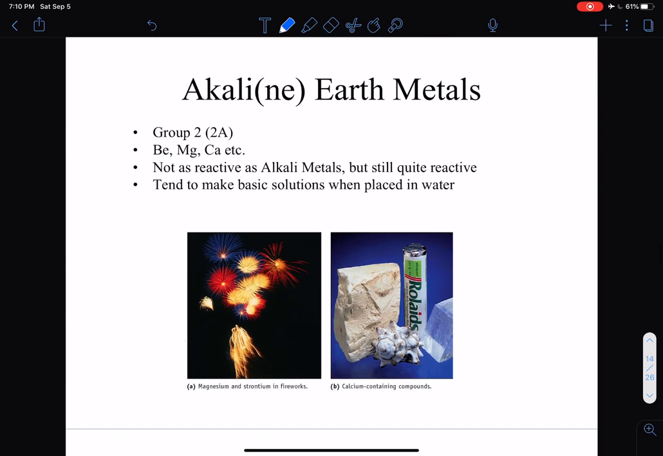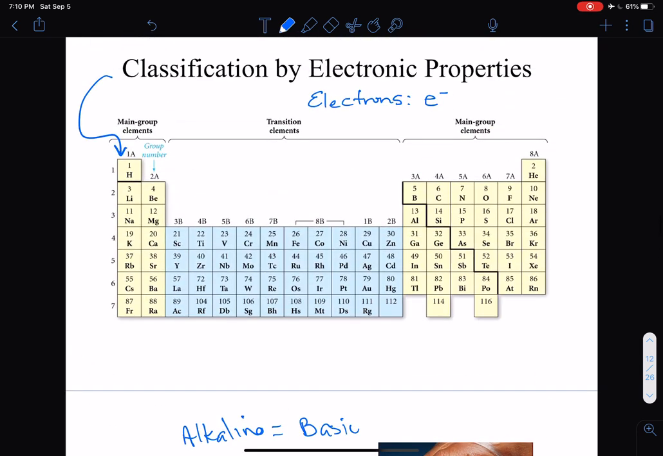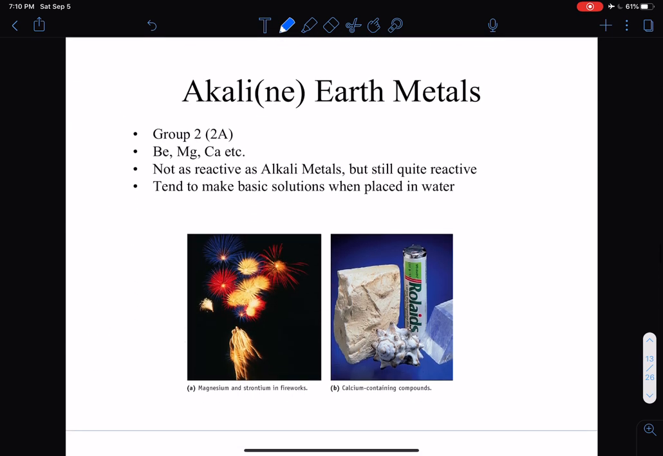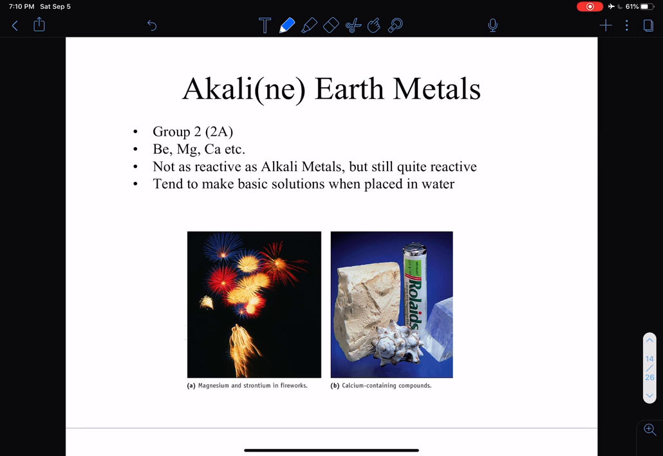Now we're moving on to group 2 or 2A. And these are our alkaline or alkali earth metals. And they are the group right next to our alkali metals. So if we back up here, we've got our alkali earth metals: beryllium, magnesium, calcium, strontium, etc. Now, these aren't as reactive as our alkali metals, but they're still pretty reactive and they still make our solution basic.